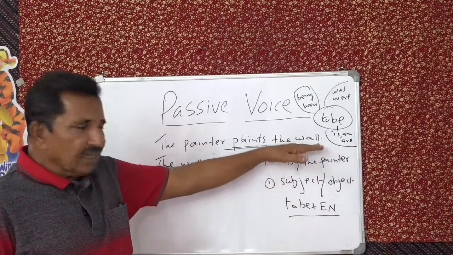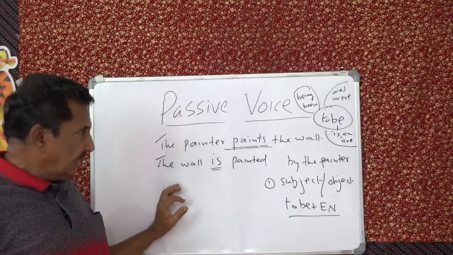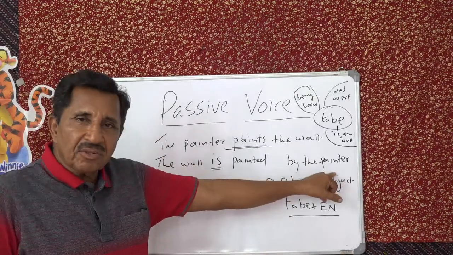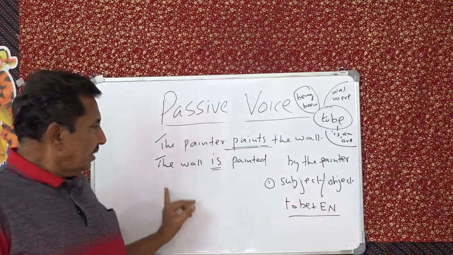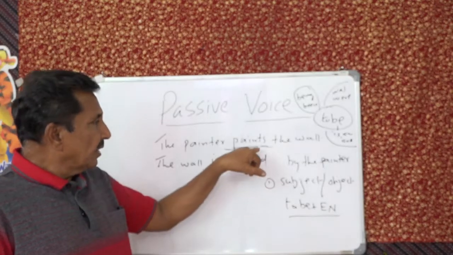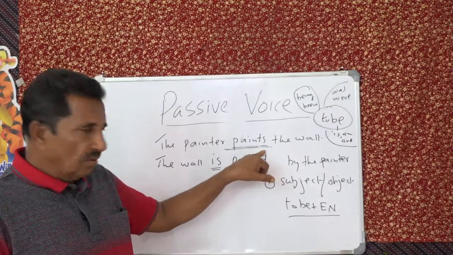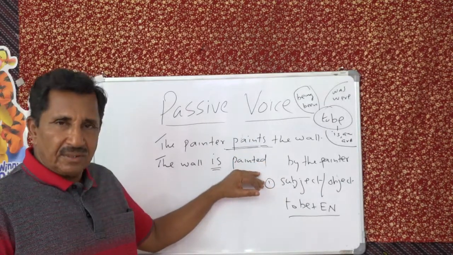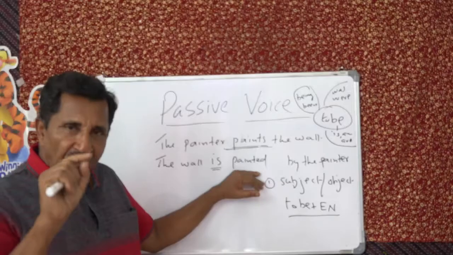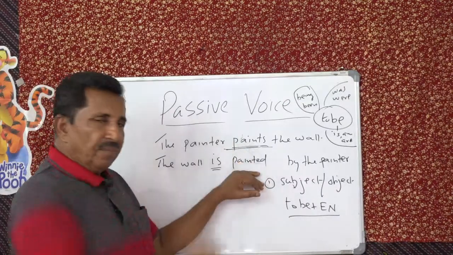The active object will become the passive subject. The active subject will become the passive agent with by. Then the tense of the passive is determined by the tense of the given verb. The given verb is present, so the passive verb should be present. The passive verb is formed by a form of to be plus the past participle of the given verb.